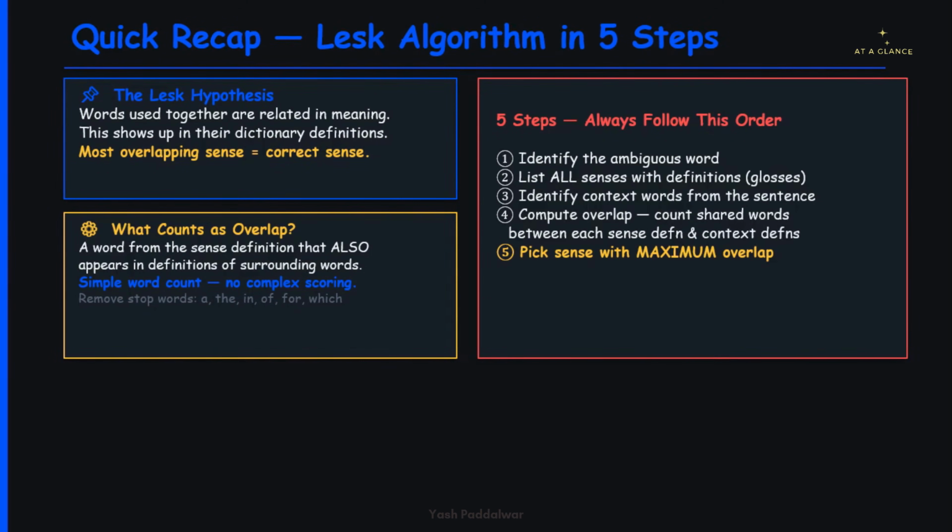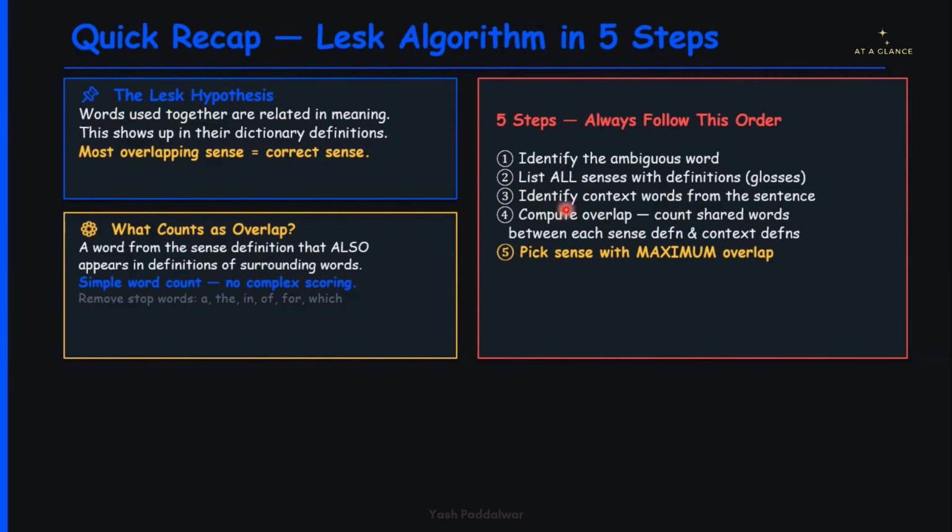Now here is just a quick recap of the Lesk algorithm which we have seen in detail in the previous video. Not only the Lesk algorithm, we have seen the different approaches of solving WSD. So if you haven't watched that, please have a look at it. Now in the Lesk algorithm, we have 5 steps. First, we identify the ambiguous words. Then we list all the senses of that particular word with its definitions, which is nothing but glosses, a short description based on that particular sense set.